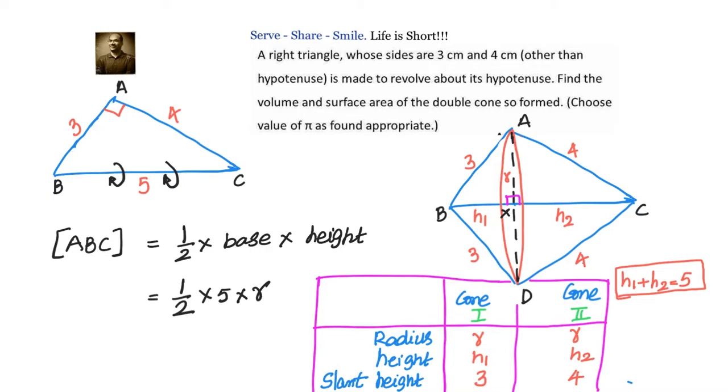But this is also equal to half into AB into AC, because those two sides are at 90 degrees, half into base into height. It's a right angle triangle. So we can write half into 3 into 4. Now half into 3 into 4 should be equal to half into 5 into r, because we are talking about the same triangle. So solving this, we get r equals 12 by 5, which is equal to 2.4 centimeter.